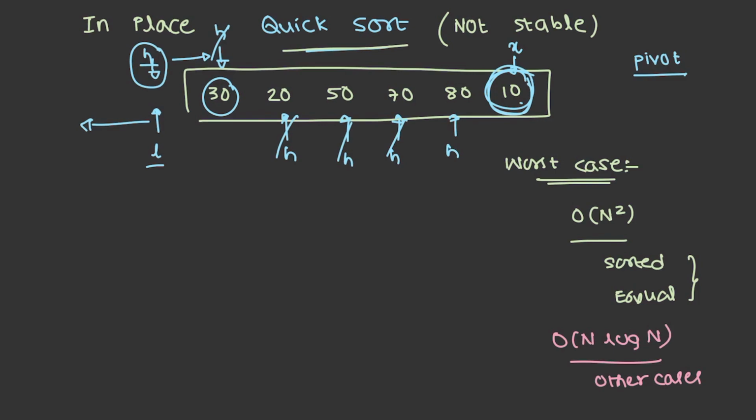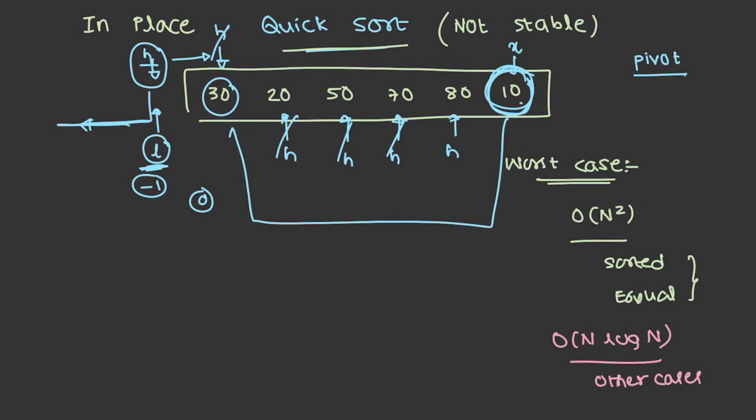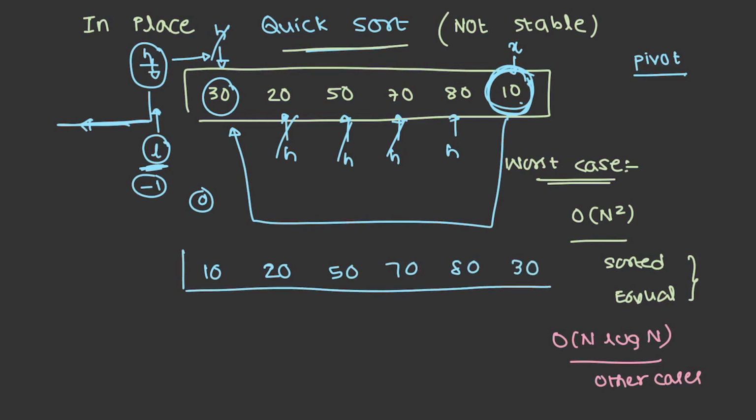In this case, all the elements on the left of the low pointer are less than the pivot. So the correct position of this pivot element is next to the low pointer. The low pointer is at -1 and the correct position of the pivot element is 0. This has to move to the first position. Now the array turns into 10, 20, 50, 70, 80, and as both of them are swapped, 30 comes to the last. Again, if we repeat this approach, the low pointer is initially at -1, the high pointer is also initially at -1, and the pivot is at the last position.